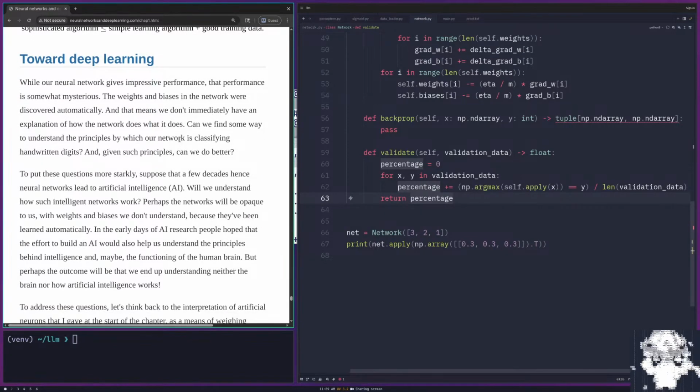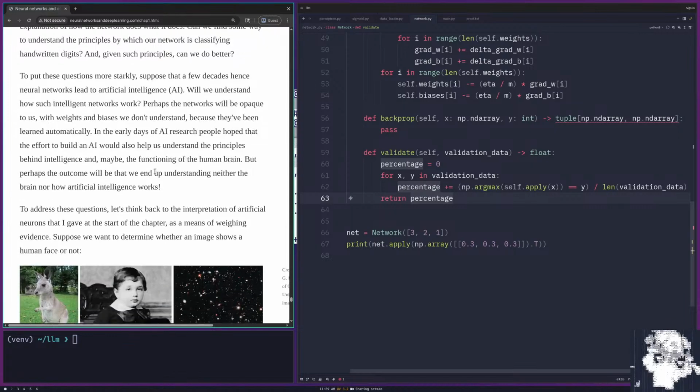Towards deep learning. While our neural network gives impressive performance, that performance is somewhat mysterious. The weights and biases in the network were discovered automatically, and that means we don't immediately have an explanation of how the network does what it does. Can we find some way to understand the principles by which our network is classifying handwritten digits, and given such principles, can we do better?